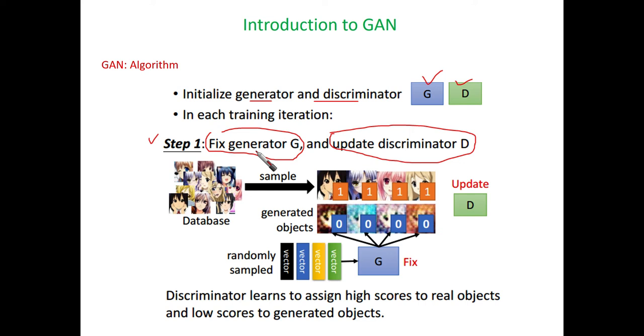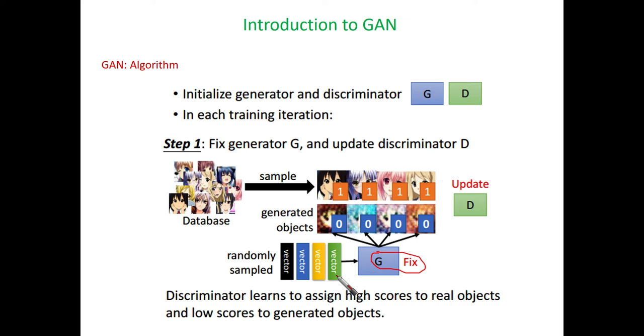So let's say the generator's weight matrix is fixed. What we do is take a random vector and produce an image. Then another random vector produces another image, and another random vector produces another image, and so on. These vectors are randomly sampled.